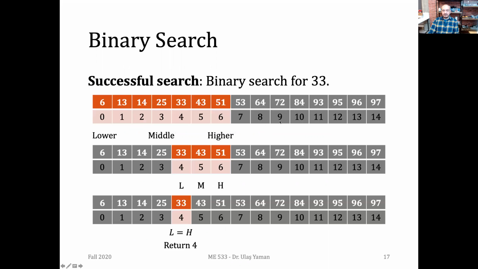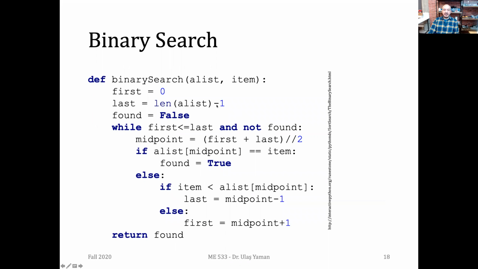Since once you call the length function, for our example, it will return a value of 15, but the last index is 14. So that's why we have a subtraction here, minus 1. And then we have an output, which is found. Right now it is false, which means that we haven't found the value yet. So it is assigned a false value at the beginning of the loop. So then here comes our loop.